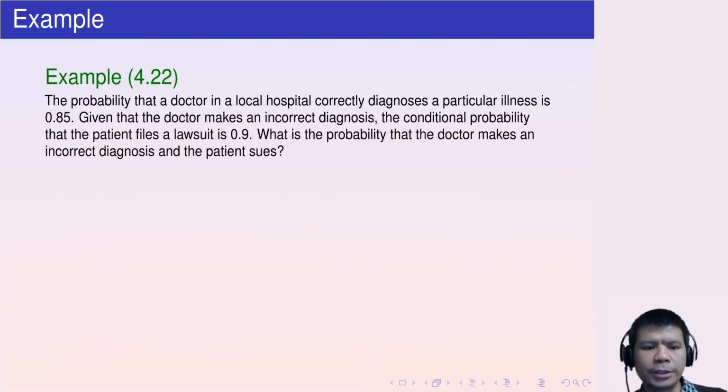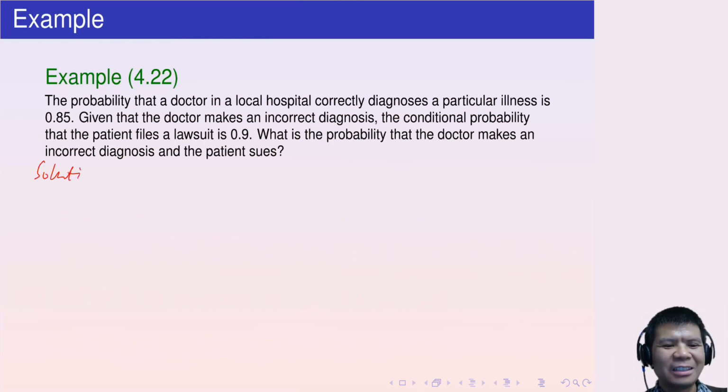Now consider another example here. The probability that a doctor in a local hospital correctly diagnoses a particular illness is 0.85. Given that the doctor makes an incorrect diagnosis, the conditional probability that a patient files a lawsuit is 0.9. So what is the probability that the doctor makes an incorrect diagnosis and the patient sues?